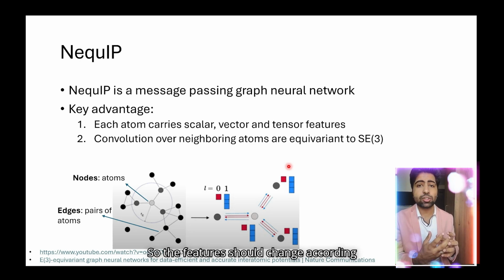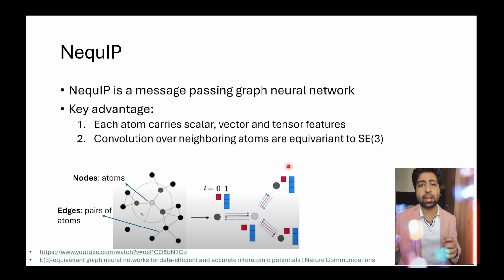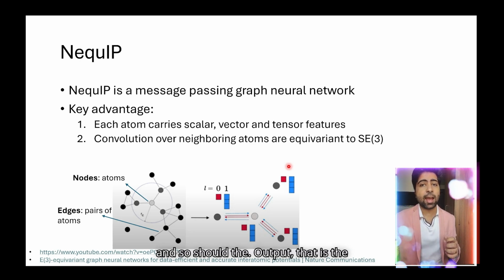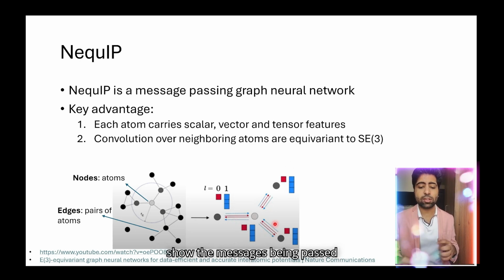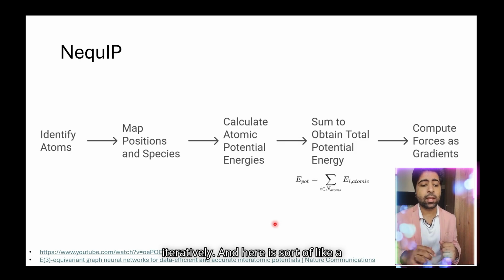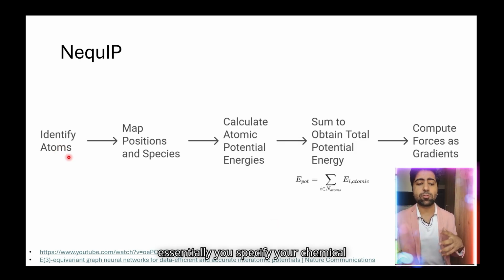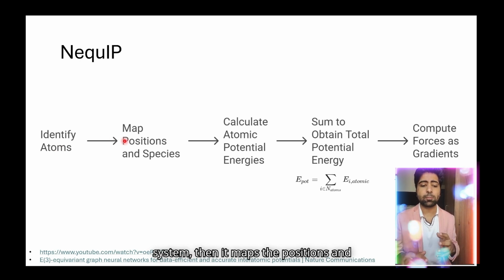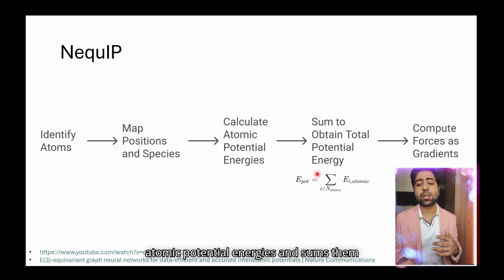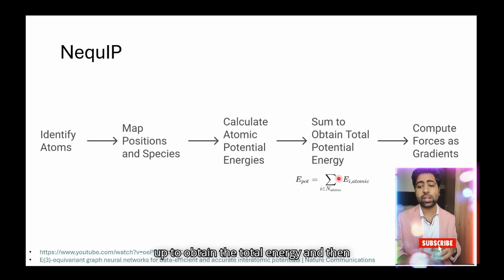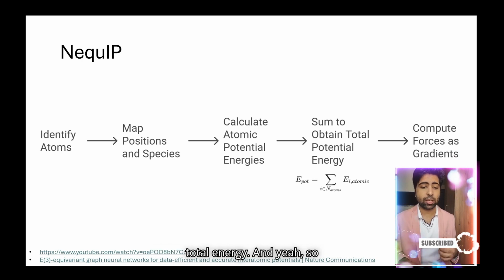So the features should change according to the input, and so should the output, that is the force. Here these lines essentially show the messages being passed iteratively, and here is a flowchart of how NequIP works. You specify your chemical system, then it maps the positions and species, calculates the atomic potential energies and sums them up to obtain the total energy, and then computes the forces as gradients of this total energy.